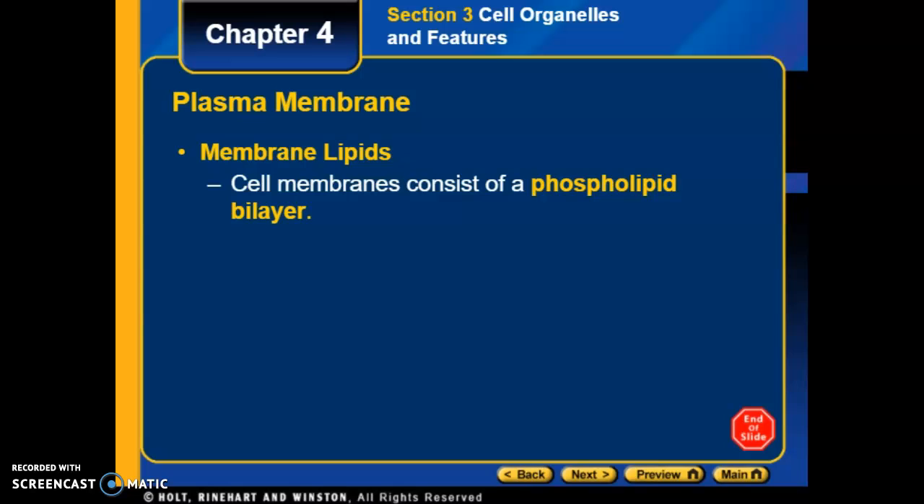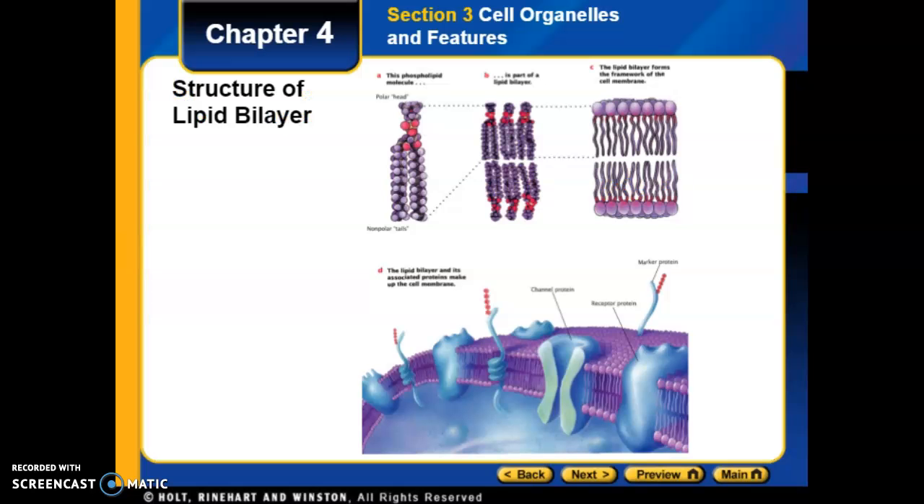So let's start first with the plasma membrane. The plasma membrane is made out of lipids, which we talked about in chapter 3. So the cell membrane consists of what they call a phospholipid bilayer. This means that it's a layer of both phosphorus and lipids, okay? But not only is it one layer, it's two layers, and we'll talk more about that here, okay?